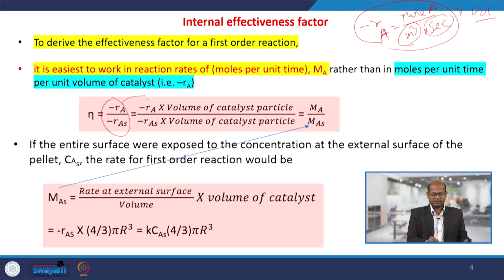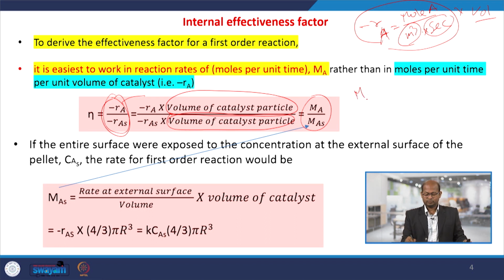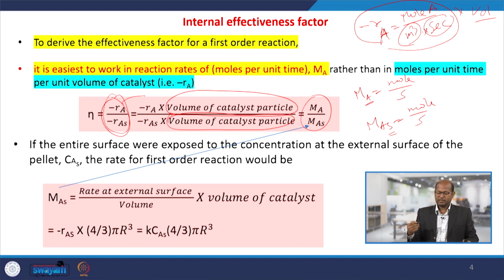Now, these rates, minus R A, we multiply with the catalyst volume, both numerator and denominator. Then we express these rates as changes of moles, M A by M A S, where M A is in moles per unit time and M A S is also in moles per unit time. M A S indicates the rate under surface conditions, inside the pores. Basically, the volume part we are eliminating.